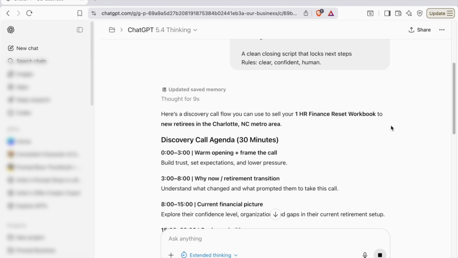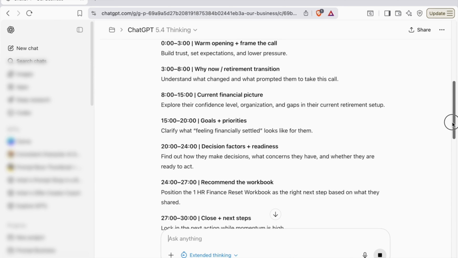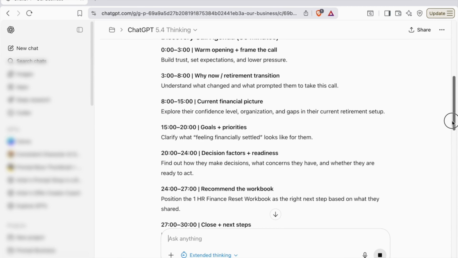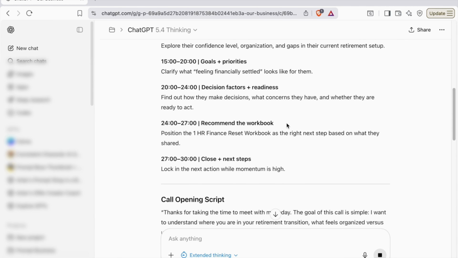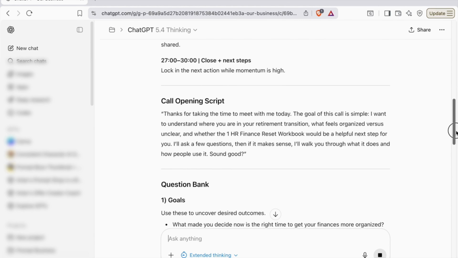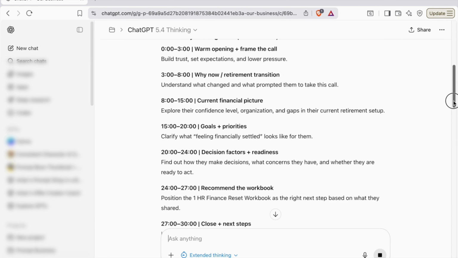Okay, so here's a discovery call flow we can use to sell our 1-hour finance reset workbook to new retirees in the Charlotte, North Carolina metro area. It gives us a warm opening, talks about what changed and what prompted them to take your call, their current financial picture, their goals and priorities, some of the different decisions and goals, and then you recommend the product, close, and do next steps. That was like an outline, an agenda for your actual scripting.